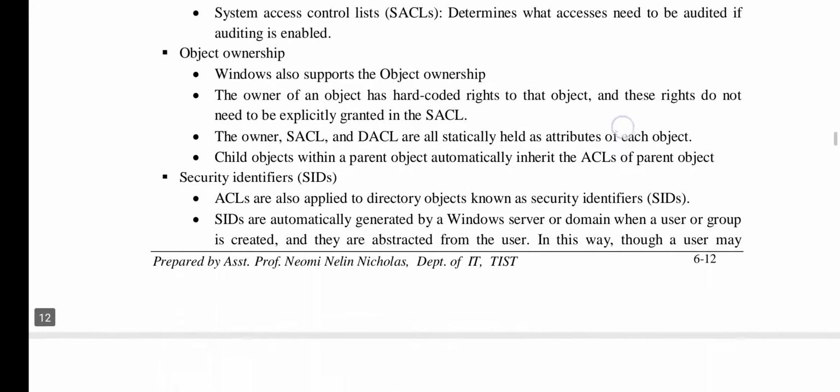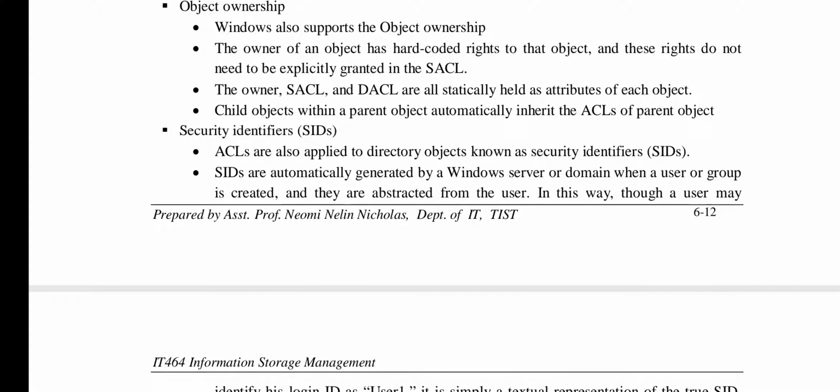Now there is object ownership supported by Windows: the owner of an object has hard-coded rights to that object, which are not explicitly granted in the SACL. Then there is a concept of security identifiers, SIDs. ACLs are applied to directory objects known as security identifiers. They are automatically generated for the Windows server or domain when a user or group is created, and these are abstracted from the user.